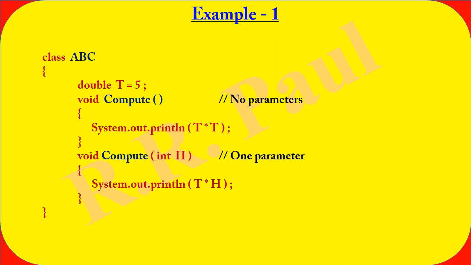Let us have a glance at this example. You see the name of the class is ABC and two functions that are defined here have the same name, compute. But one is without parameters and another one has one integer type parameter. So there is a difference between the two on the basis of function signature. In one, the function signature is absent, and in another one, the function signature consists of at least one parameter.